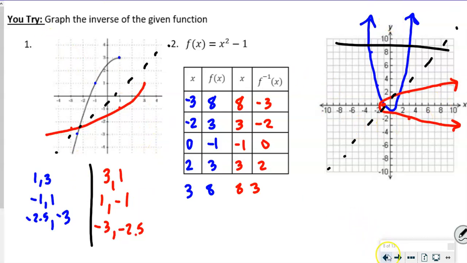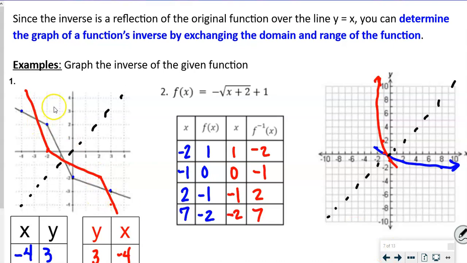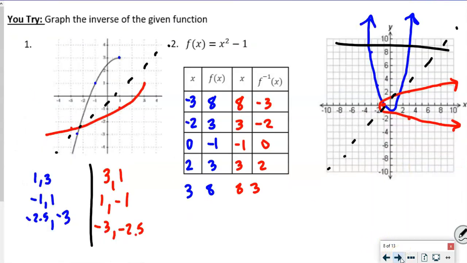And let's go back again and look at these two. What about these? Horizontal test, yes. Horizontal test, yes. So both of these, the inverses are going to be functions, okay?